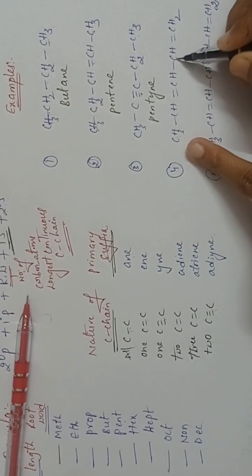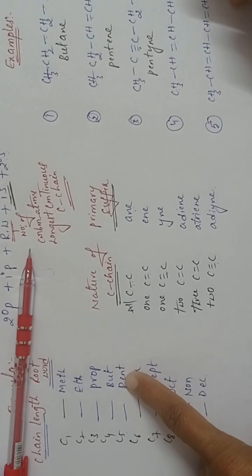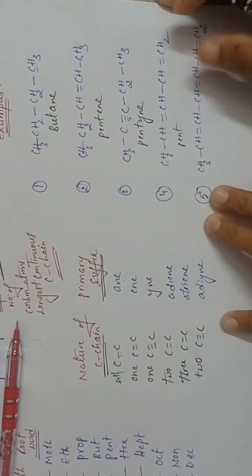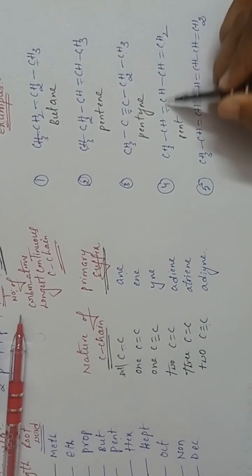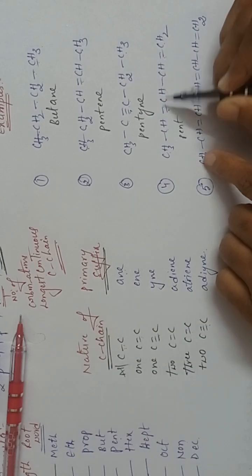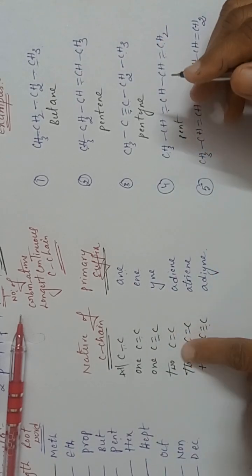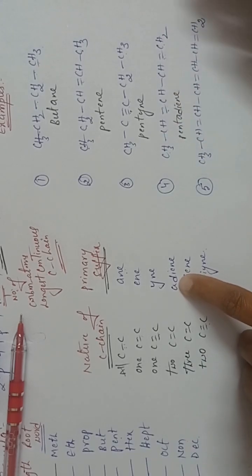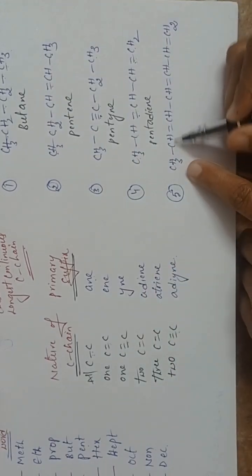Next, see this compound, how many carbons are there? 1, 2, 3, 4, 5 carbons are there. So 5 carbons means what is the root word? Pent. How many double bonds are there? See here one double bond, here one double bond. 2 double bonds are there in the given compound. 2 double bonds means what we have to use, students? 2 double bonds means adiene. Clear? This is the primary suffix. Pent-adiene.